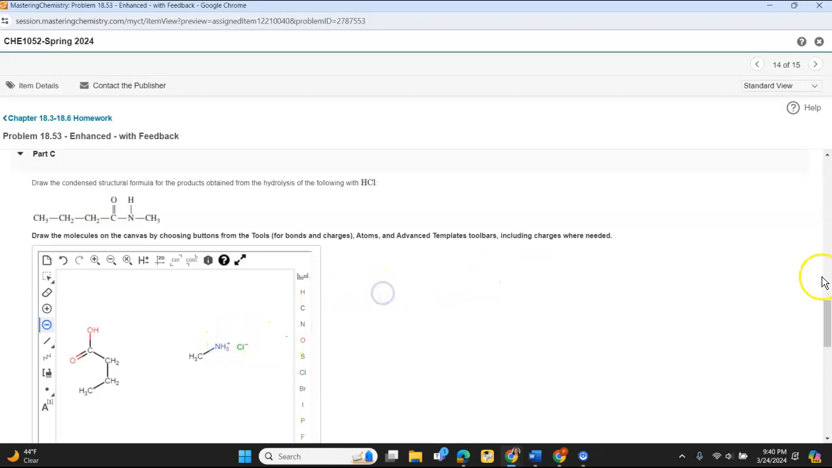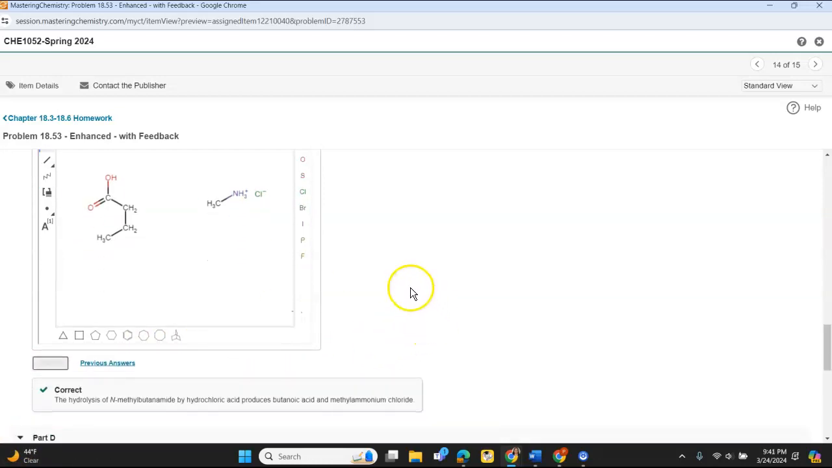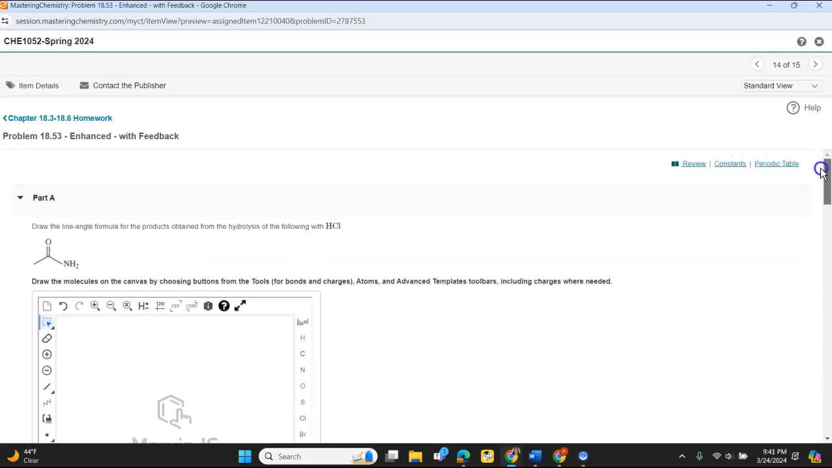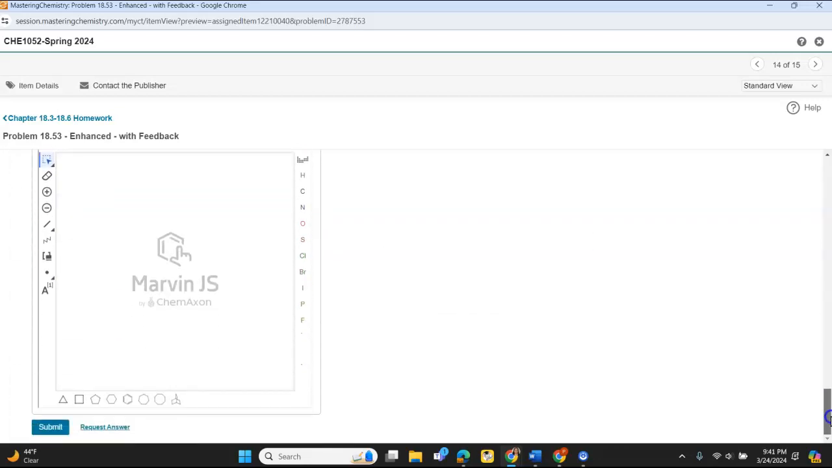So those are the products and you don't need to add a plus sign to show there are 2 products. No plus signs or no bonds in between ammonium and chloride. So that will accept your answer. Just follow the same way for the other structures as well. So I have already discussed this in my problem discussion.